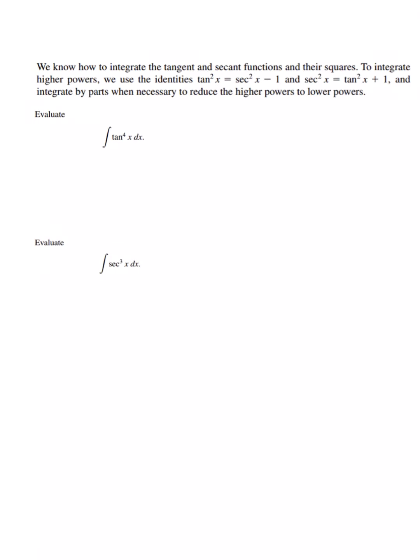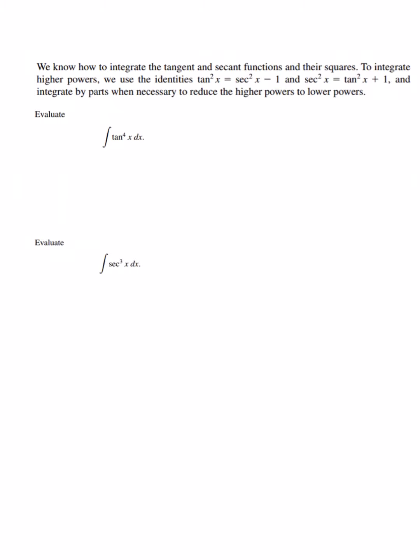And finally, we're integrating tangent and secant. To integrate higher powers of tangent and secant, we need to use the identities tangent squared equals secant squared minus 1 and secant squared equals tangent squared plus 1. And then we integrate by parts when necessary to reduce higher powers.